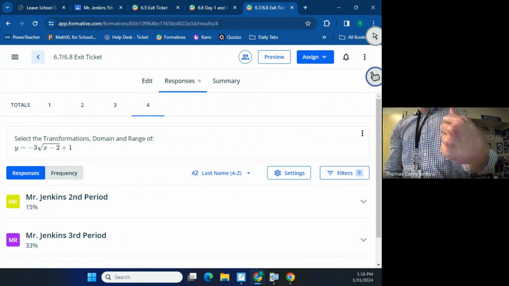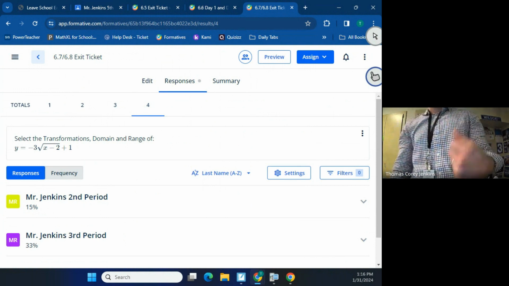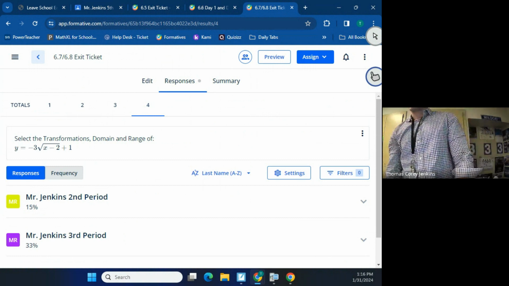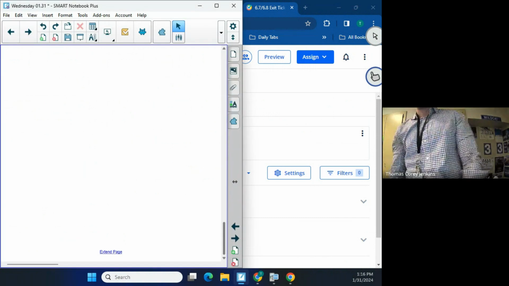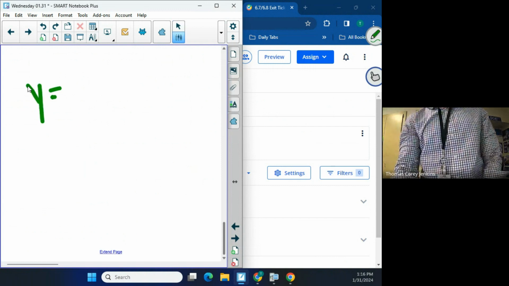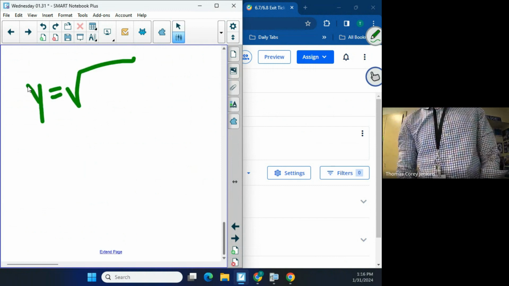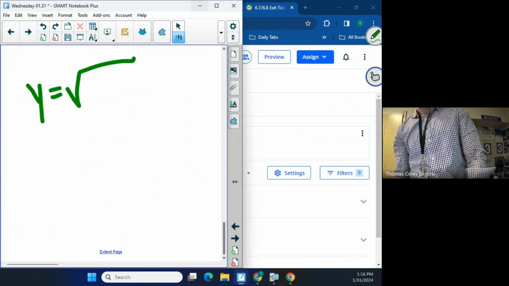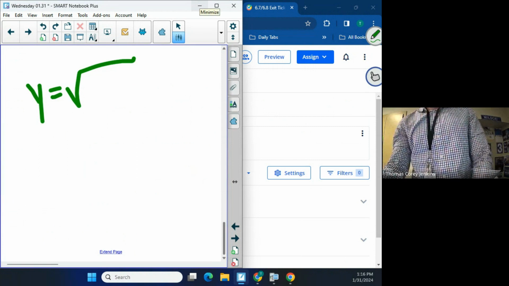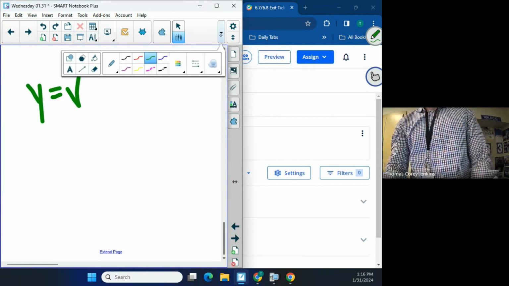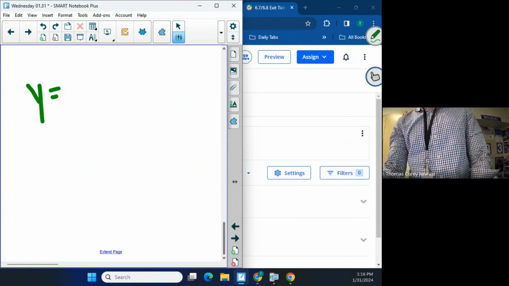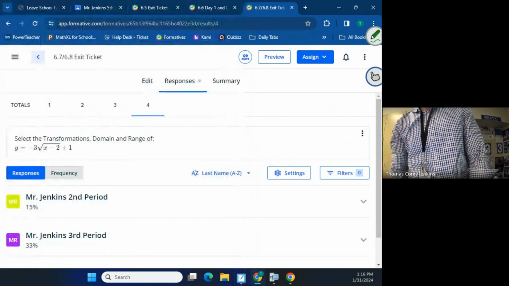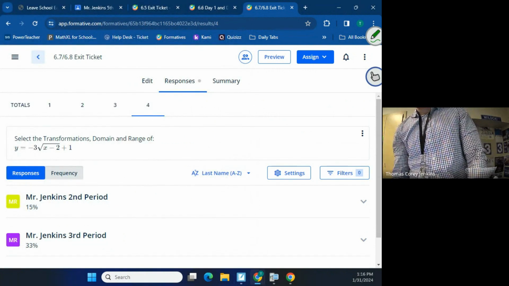So it says select the transformations, domain, and range of. So there's some tough stuff in here, so let's look at it. So it's y equals -3 times square root of x minus 2 plus 1. I already forgot it. Let's try that again. -3 first. All right, -3 square root of x minus 2 and plus 1 at the end.